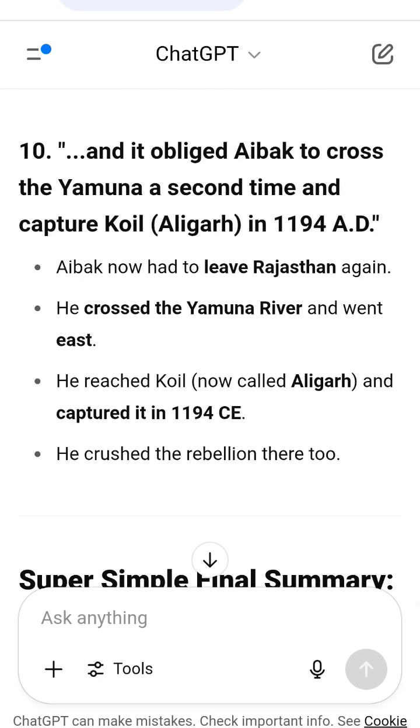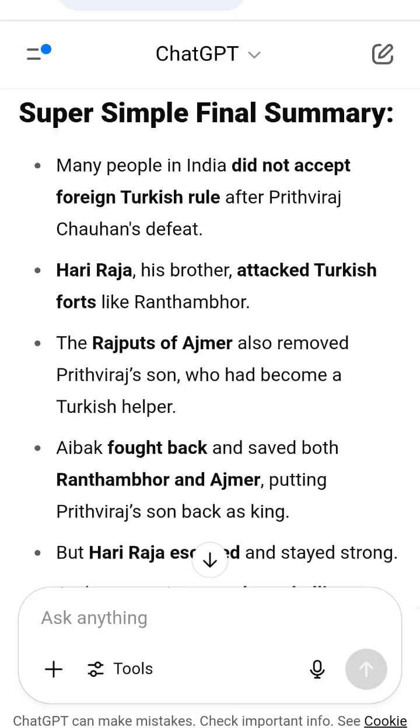5. Hari Raja stays strong. Even though Aibak regained control, Hari Raja did not give up. He was still active and continued to fight against the Turks.